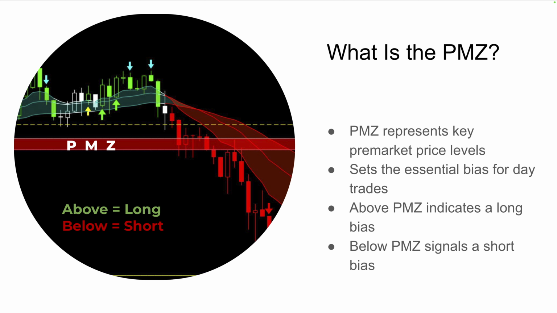It gives me a clear directional bias based on whether price is above or below this range. The risk is defined as the width of the pre-market zone. We like to say the PMZ is as easy as 1, 2, 3.